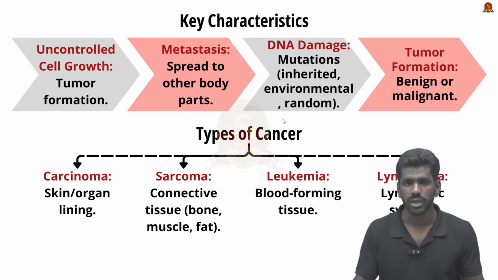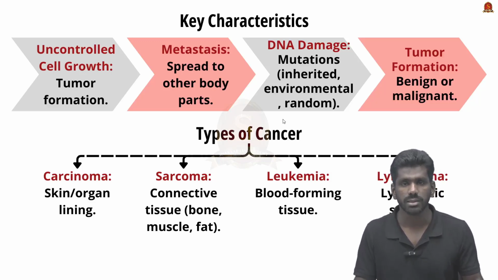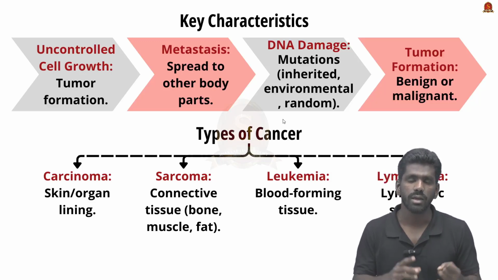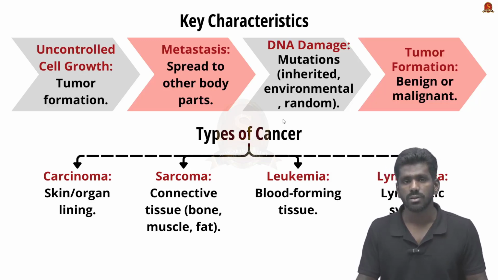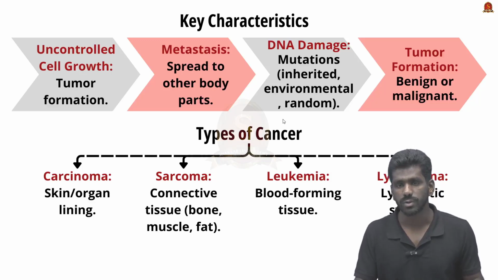Now looking at the cause of cancer, cancer is primarily caused by changes, that is mutations, in the DNA of the cell. These mutations can be either inherited, or acquired through environmental exposures like radiation or chemicals, or occur randomly during cell division. So cancer can happen through any of these. The cancer cells often form a mass of tissue called a tumor. The tumors can be non-cancerous or malignant. Malignant means they are cancerous.